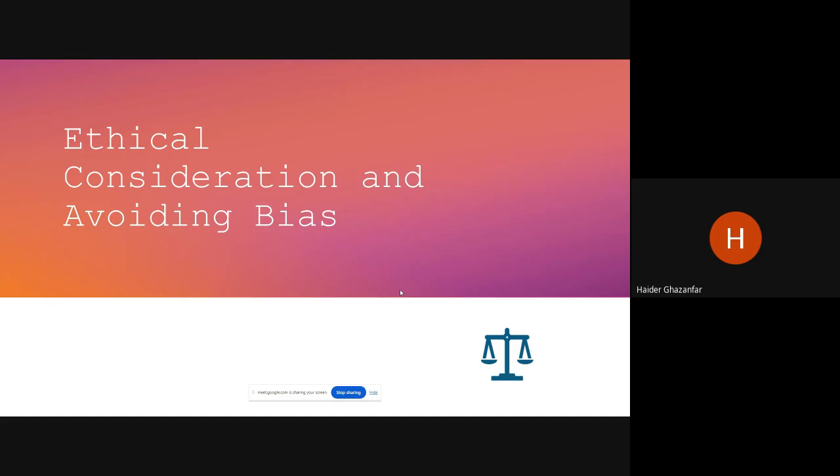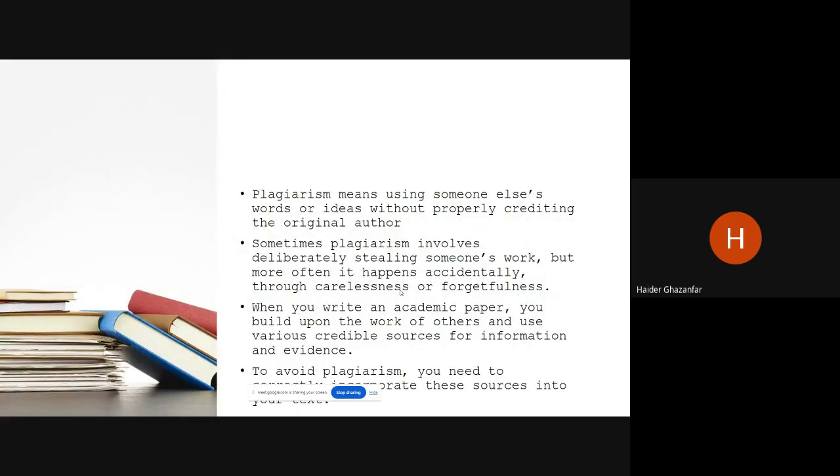So this part is, I think, the most important part when you're writing a clinical review article: ethical consideration and avoiding bias. Plagiarism basically means using somebody else's words or ideas without properly crediting. This is less likely to happen because I think everybody will basically use the reference and the citation. So it's less likely to happen in the field of medicine or academic papers, but it can still happen.